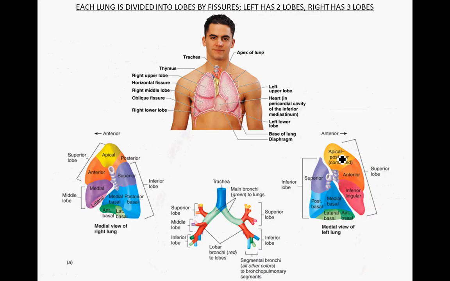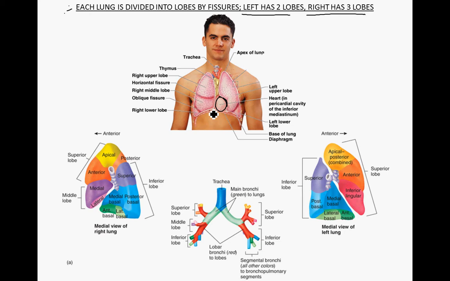So the gross structure here is that each lung is divided into lobes by fissures. The left lung has 2 lobes, and the right lung has 3 lobes. That left lung only has 2 lobes. It's a little bit smaller because that heart right here is off center a little bit, right? And so as the heart is growing and developing, that makes this left lung a little bit smaller than the right lung.